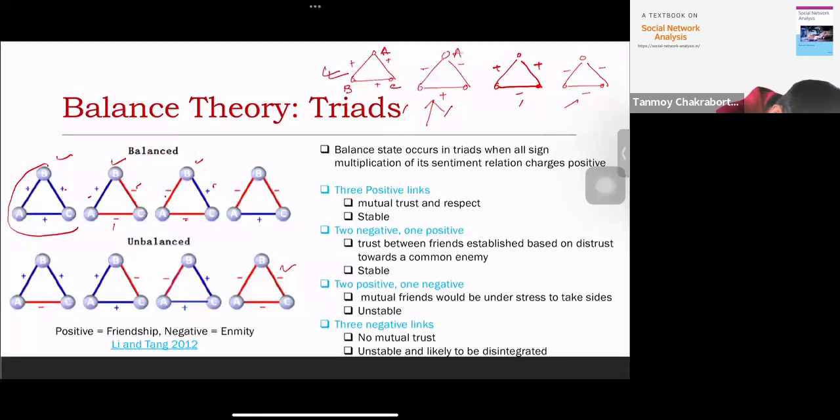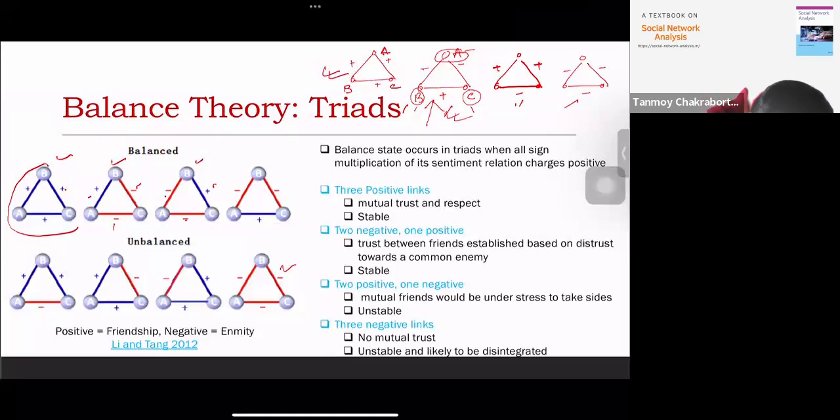Now let's look at this structure. What is it saying? Say A, B, and C. It is saying that B and C are friends and they have a mutual enemy, which is A. A shared enemy, right? Now this is also stable because this guy is an enemy. So B and C, who are friends of each other, would try not to share secret information with A. This is also stable.